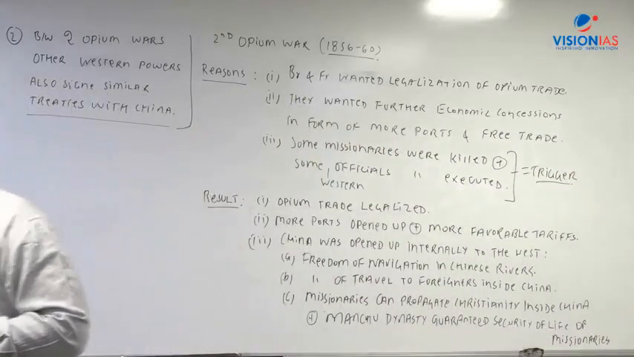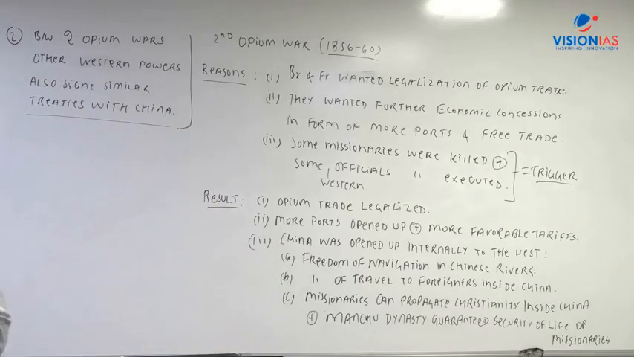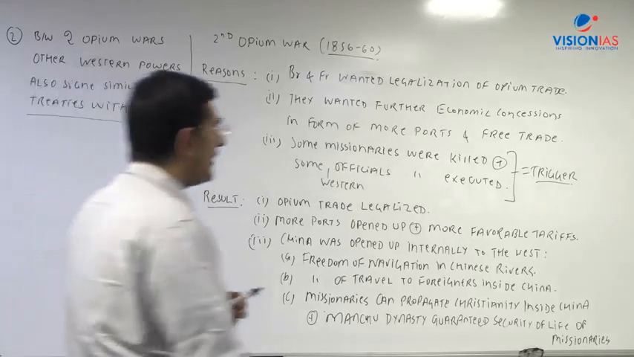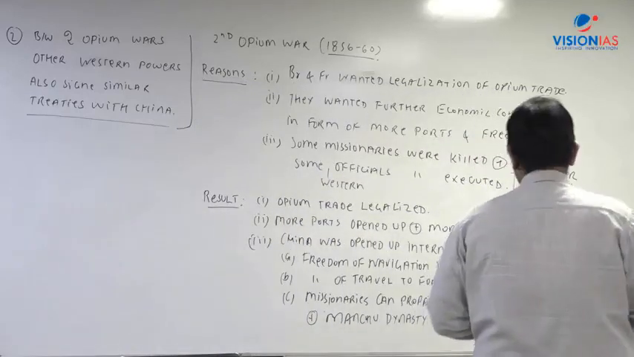Shubham is asking, sir, when the British won the Opium War, then why did they only annex Hong Kong, and why did the British not control the whole of China's economic policies as done in India? It's really strange. Yes, it is strange. Let us try to answer that particular question.